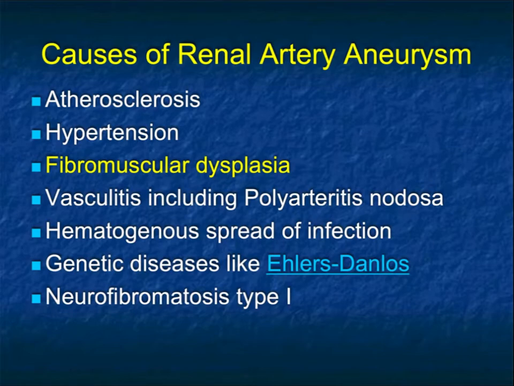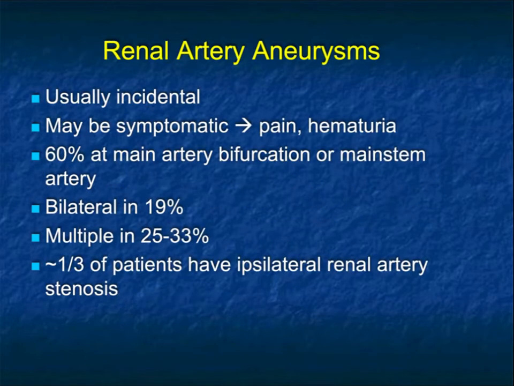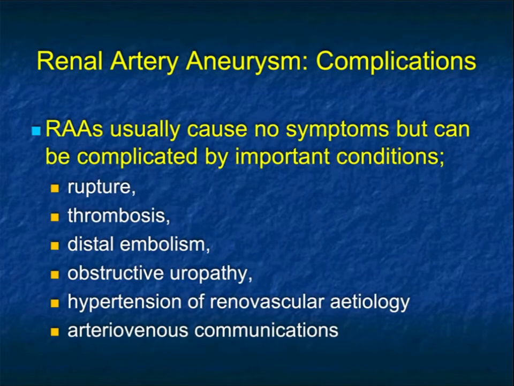Now, renal artery aneurysms, we mentioned one of its causes is FMD. Atherosclerosis is number 1, hypertension number 2. You also can see renal artery aneurysms in polyarteritis nodosa, I showed you an example before. You can see it in things like Ehlers-Danlos and neurofibromatosis, for example. Usually they are incidental findings, but occasionally pain or hematuria, so patients can be symptomatic when they get large. 60% are at the main artery bifurcation. It's bilateral in about 19% of cases, multiple in up to 1/3 of cases, and approximately 1/3 of patients have ipsilateral renal artery stenosis in addition to the aneurysm.